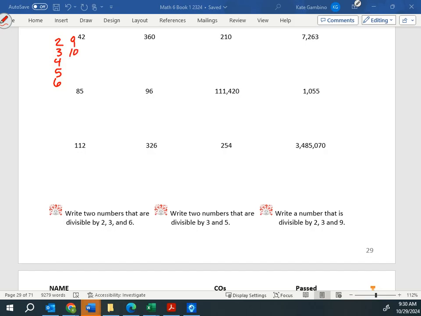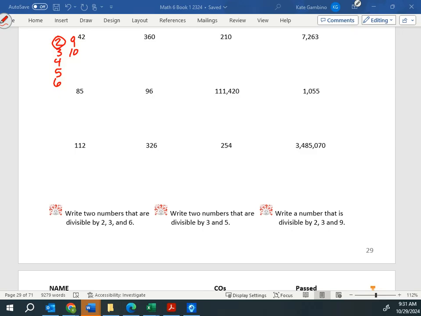So let's start with 2. Is 42 divisible by 2? I see some heads nodding. Caden, why are you nodding your head? Because 2 times 2 is a what kind of number? An even number. It's an even number, so we know it's divisible by 2, so I'm going to circle it. Is 42 divisible by 3?